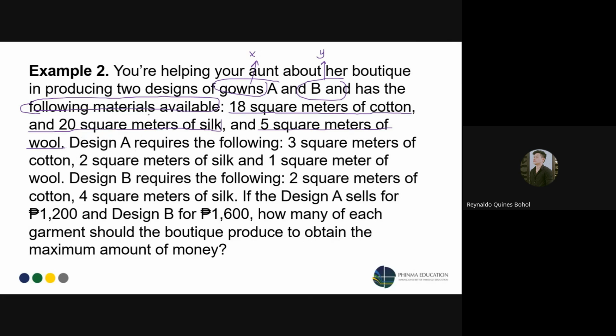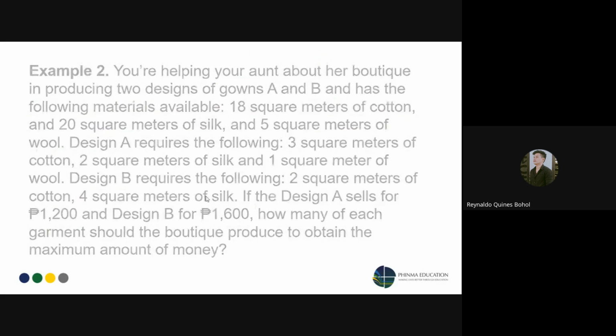Okay? So, agad, makikita mo dyan na ang availability ng cotton is 18, availability ng silk is 20, and yung W naman is 5. Tapos yung design A requires the following. O, di ba? Yung design A, 3, 2, 1. Design B, 2, 4, 2, 4 lang. Tapos yung design A, meron siyang 1, 2, and then meron siyang 6. O, di ba? Napakadali lang. Ganito yan. So, meron tayong materials.